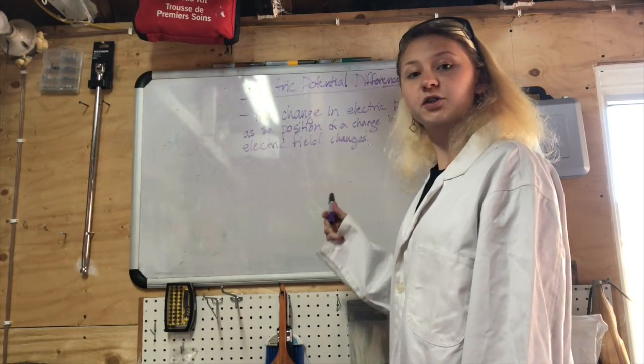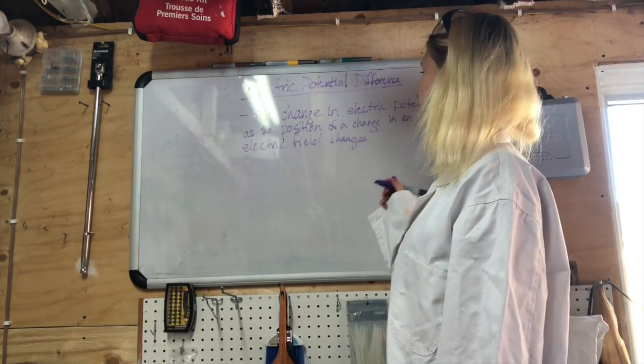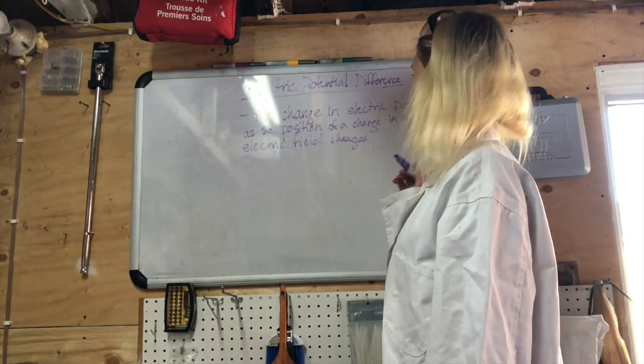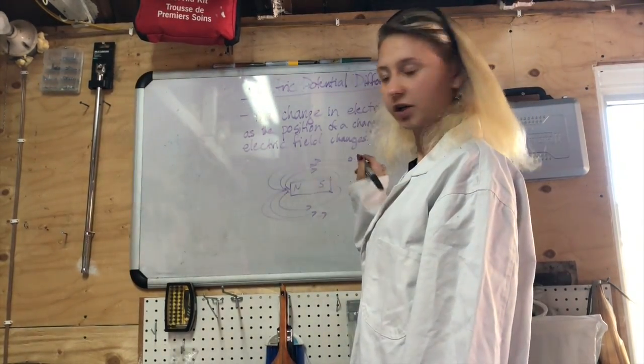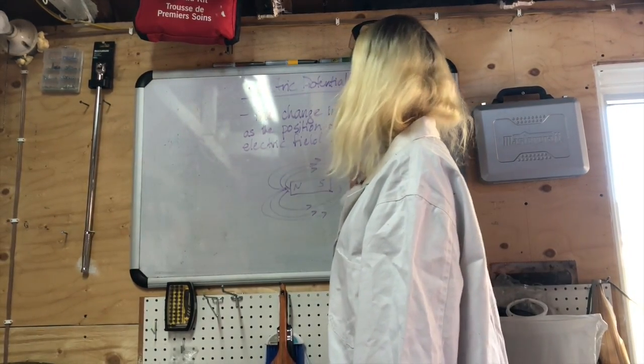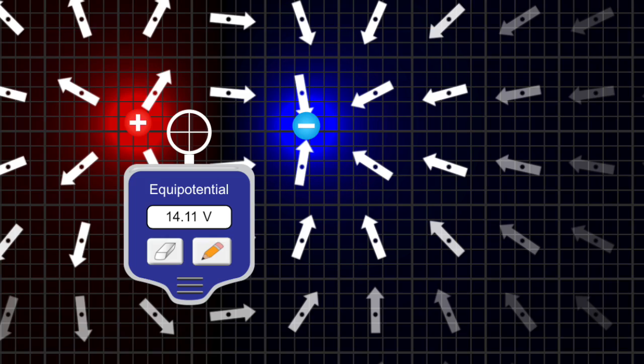Not to be confused with electric potential energy, electric potential difference is the change in electric potential as the position of a charge in an electric field changes. If the object moved from here to here, what would be its change in energy?